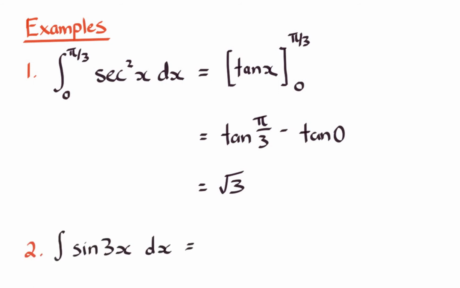Second example. Sine 3x is what we've got to find the integral of now. So this is where we've got to use the chain rule. So we know that the integral of sine is cos, right? Or it's minus cos, so we've got a minus out the front. We're going to have our cos 3x, but then we need to account for this 3. So we're going to put 1 over 3.